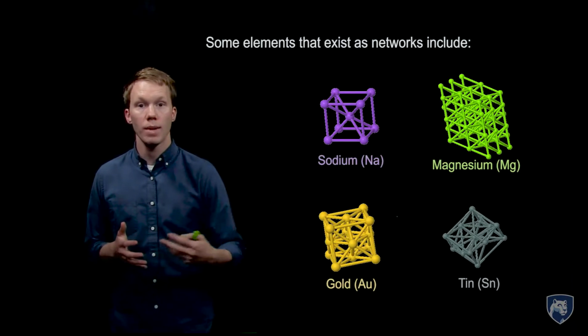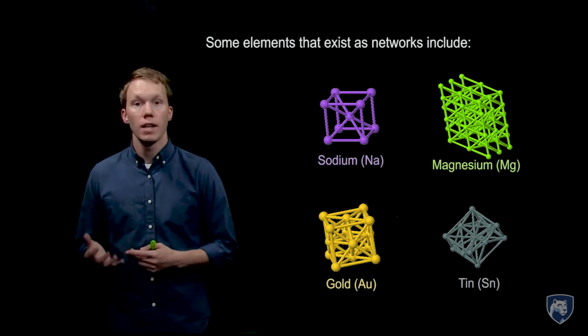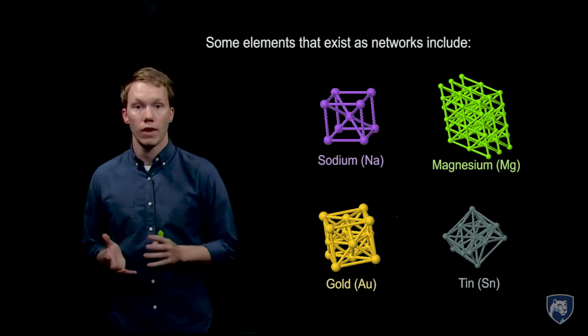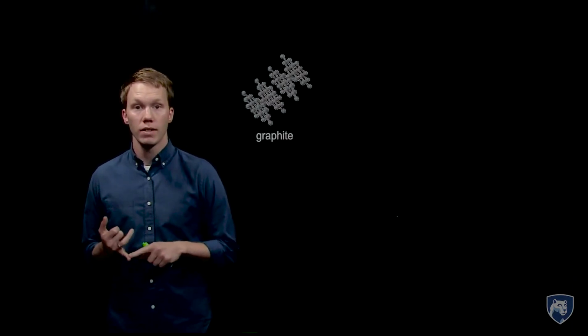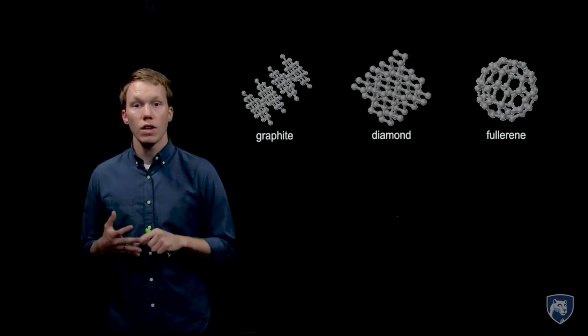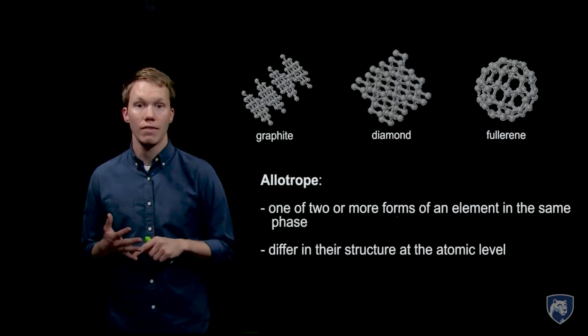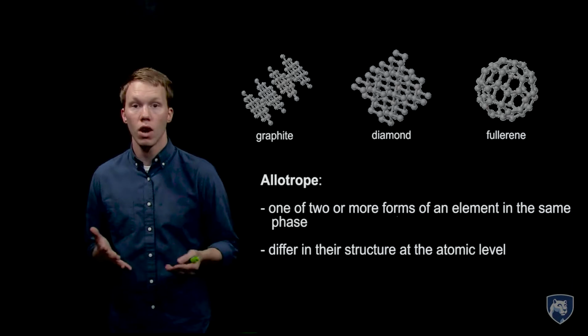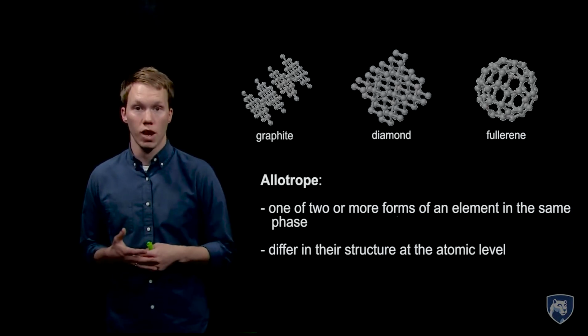The other way that we will find elements is in networks. And this is where individual atoms will bond to other identical atoms, forming these extended structures. And this can come in a variety of ways. For example, carbon can exist as graphite, diamond, or a fullerene. And these are 3 distinct types of carbon known as allotropes, meaning that they have the same composition. They are all carbon, but they are different forms of carbon.